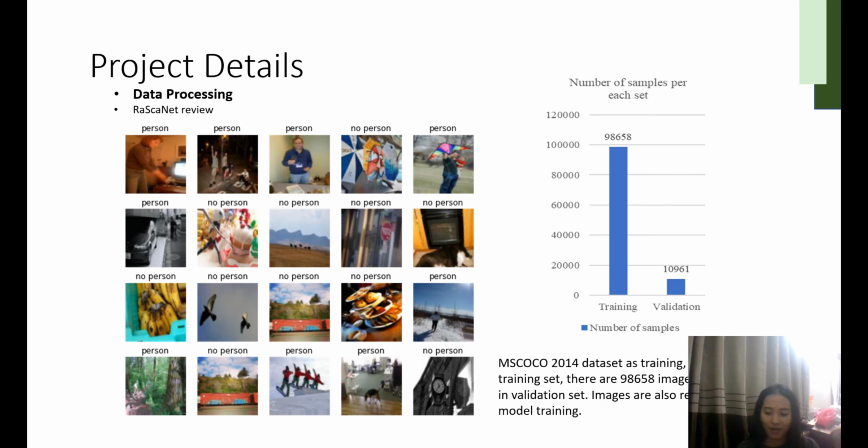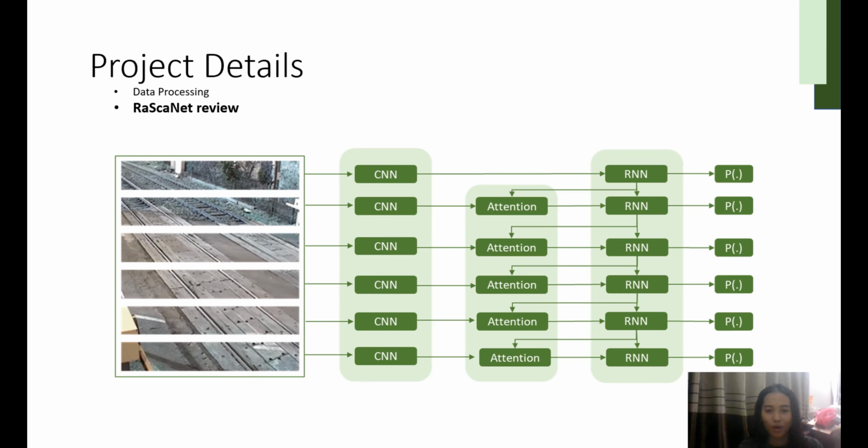Before training or anything, we have to have data, right? This here is the MS COCO 2014 dataset, with training and validation set, about nearly 100,000 images for training and more than 10,000 images for testing the model. Now the models. In this part, I just reveal the RascaNet model that was provided by a paper that is very popular, very famous in the computer vision field.